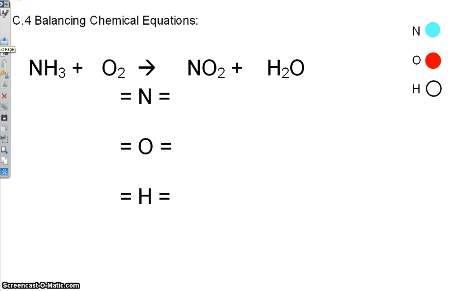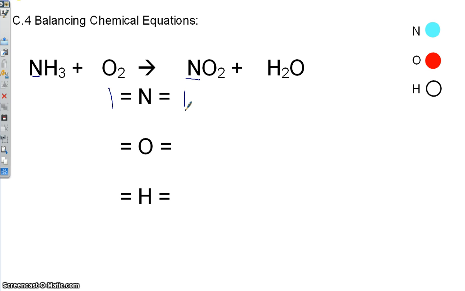Let's look at another one. It's a little bit more difficult. So again, I start with looking at each one. Nitrogen, N. How many do I have on the left? Right now I have 1 nitrogen on the left. How many do I have on the right? I have 1 nitrogen on the right.